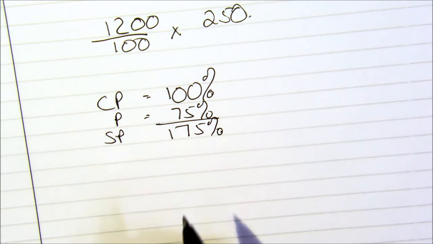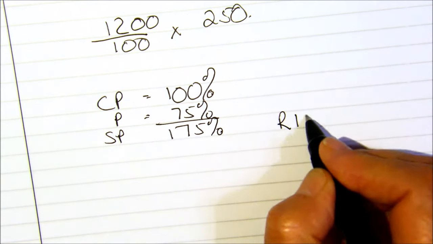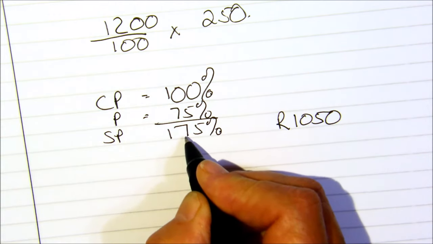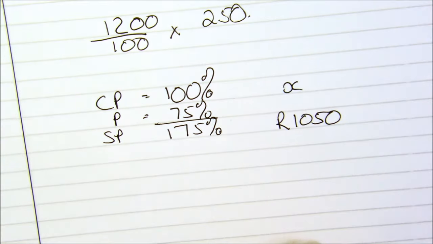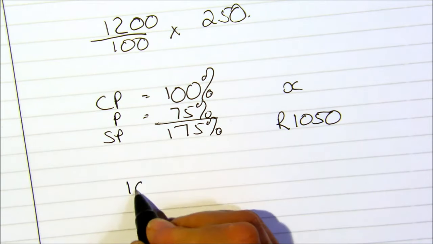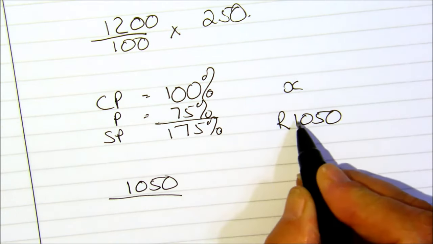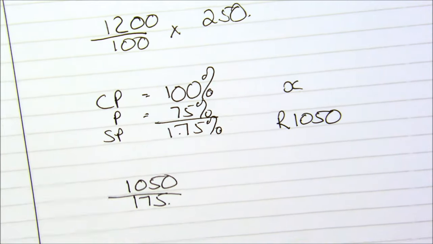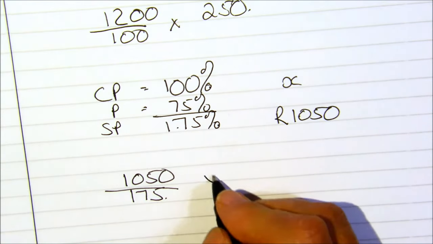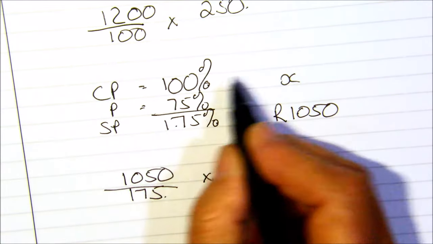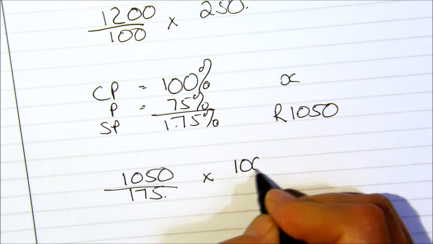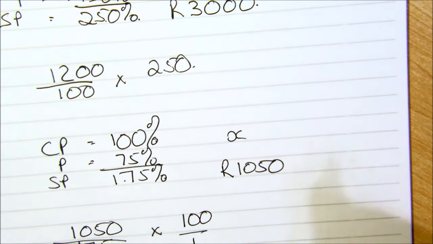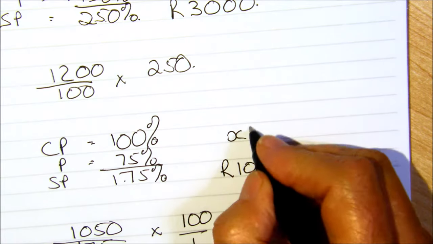But this time you're given the selling price. You're given 1050 and you're told it is the selling price, the sales figure. So now we want to find X, the cost price. So take the figure you know, but now this is selling price. Selling price is equal to 175. So you divide by 175. You times by, you're trying to find X, which is 100. And your answer comes out there to 600 Rand.